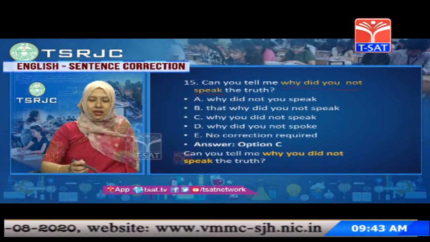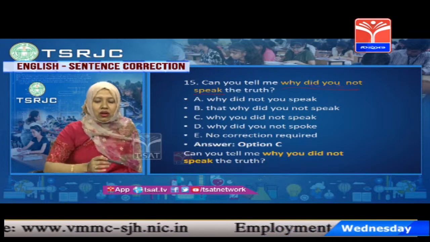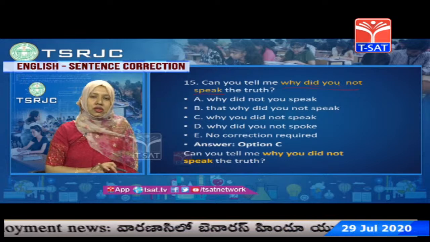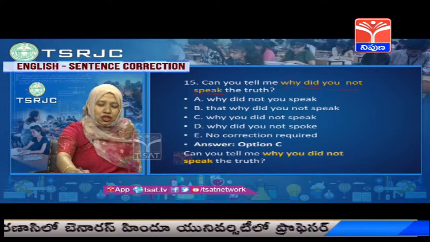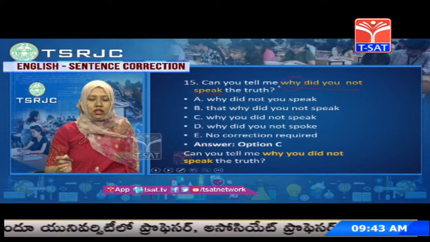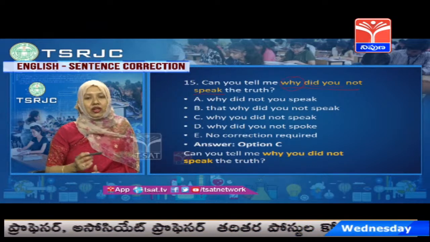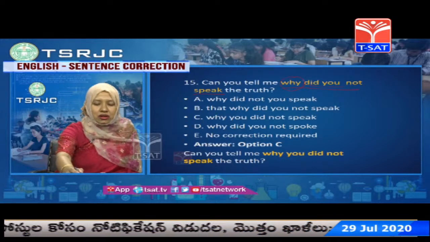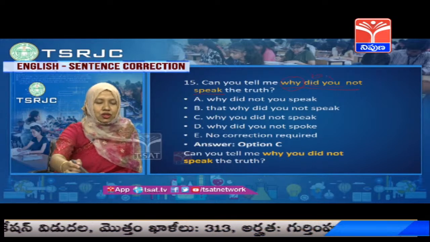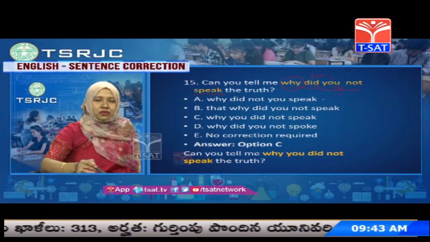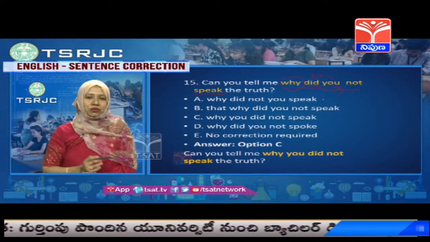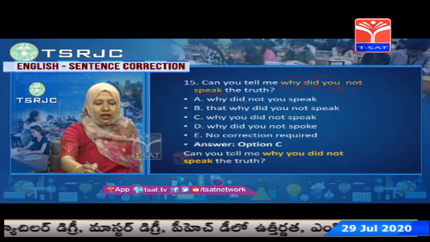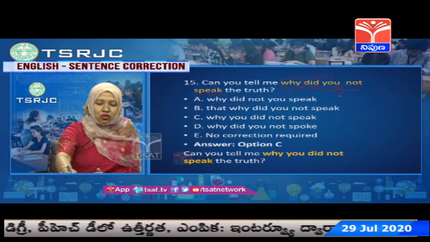Now if you see, there is a mistake in the arrangement of order of words. Along with the WH word, why did you not speak the truth? Can you tell me why did you not? It's wrong. After the WH word, what should be there? There should be a subject, then helping verbs. First the subject should come, then the helping verb should come. So if you see the first option, option A, it is starting with why did. So this option is wrong.